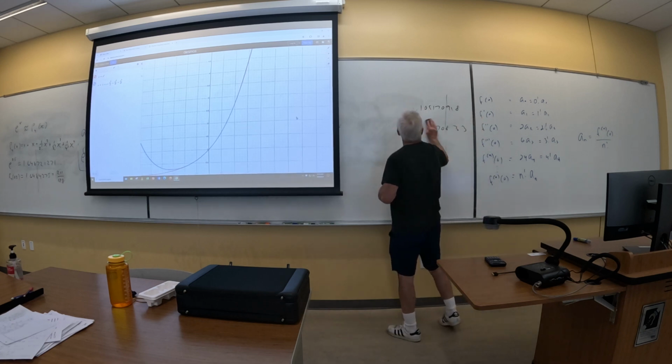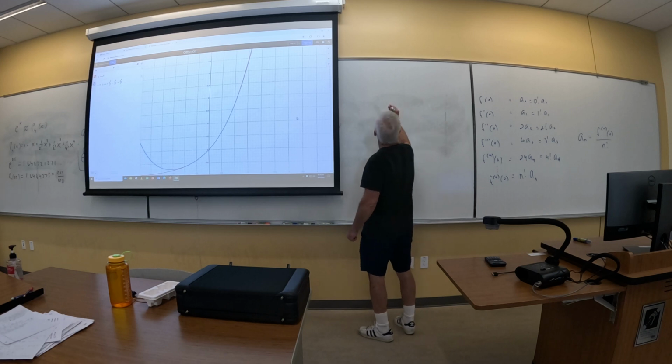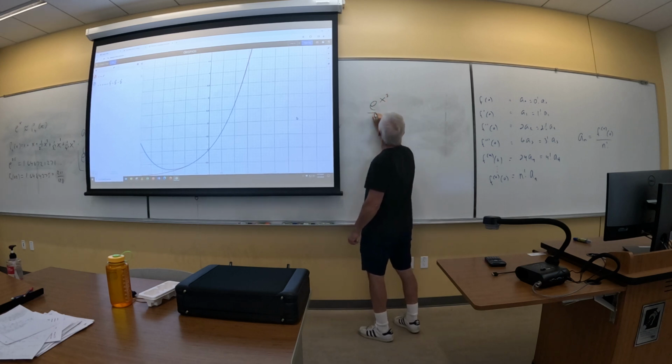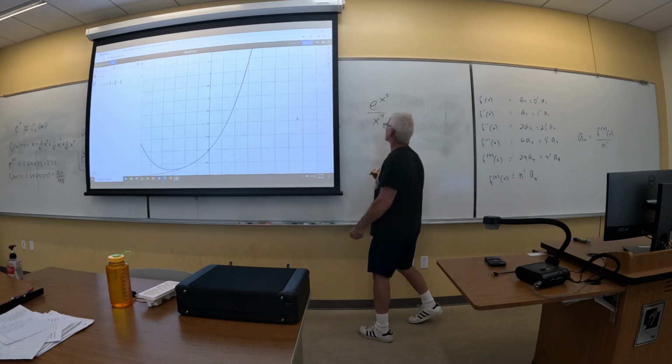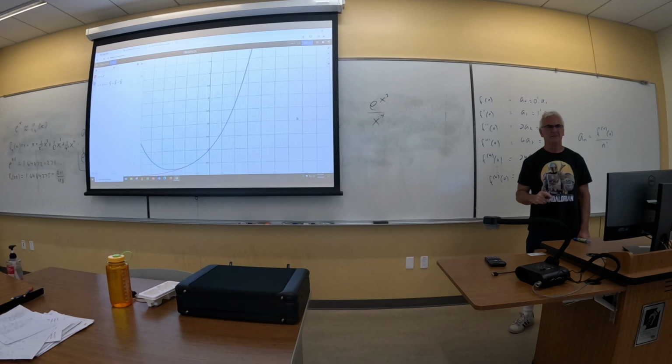So now let me go back to the power series. This time I would like a power series not for e to the x cubed. No. e to the x cubed divided by x to the 4th. How would I do that?